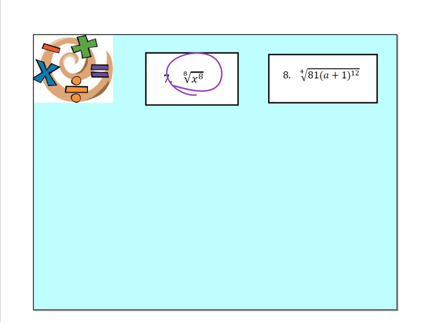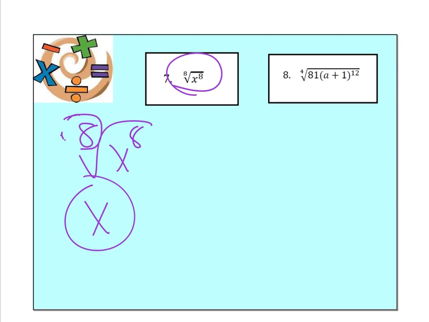For 7, 7's pretty easy. All right? 8th root of x to the 8th. So it's saying what multiplied by itself 8 times gives me x to the 8th. Well, that's just x.